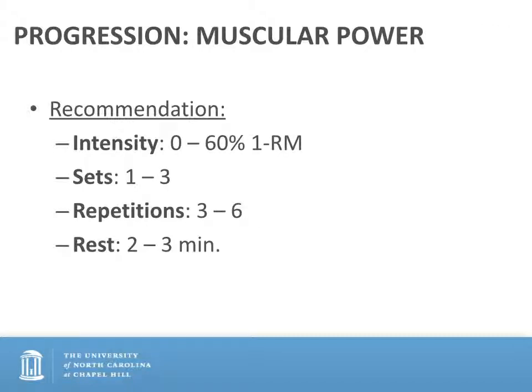And finally, the recommendations for progression of resistance training if a person's goal is muscular power. The ACSM recommends that the intensity be 0, or body weight in other words, to 60% of a person's 1 RM. That a person perform 1 to 3 sets of 3 to 6 repetitions and rest 2 to 3 minutes in between sets. And again, muscular power is the maximum power output attainable during a movement, or a lot of people like to call it explosiveness.